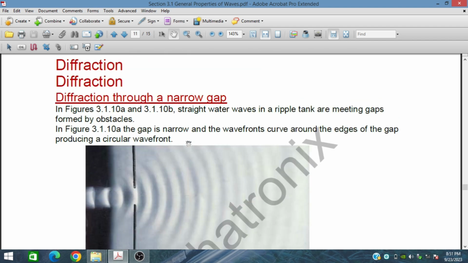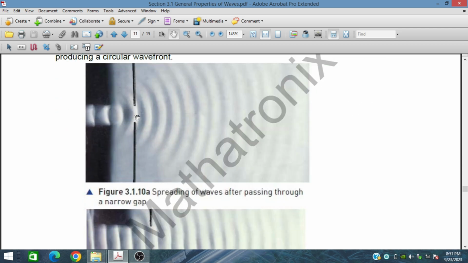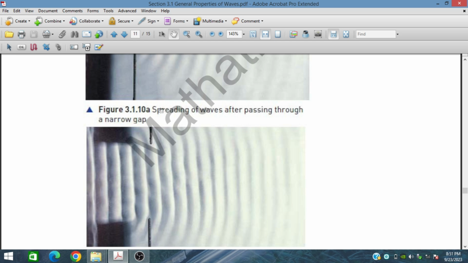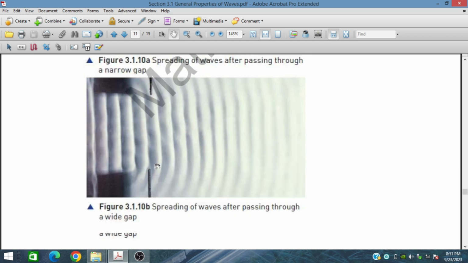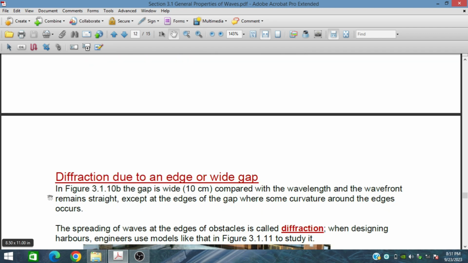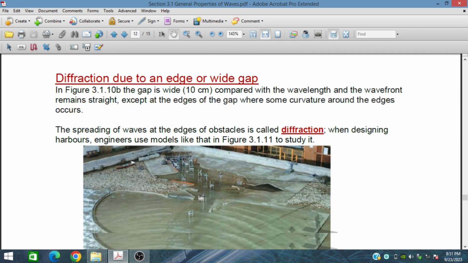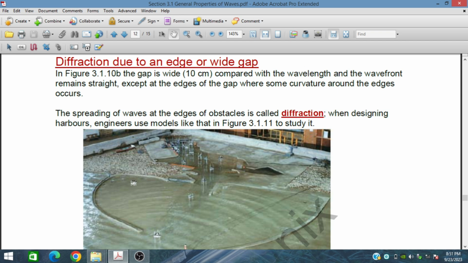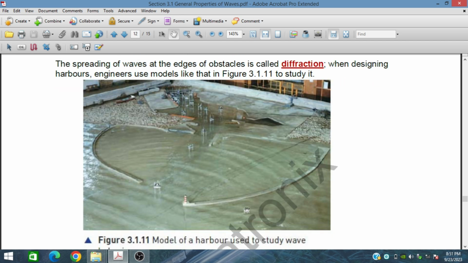So a narrow gap produces a circular wavefront, but a larger, wide gap produces a straight wavefront, except for some bending on the edges. So this diffraction phenomenon is used in designing harbors.